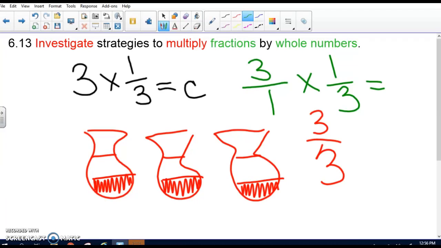So in this case, what I have is I multiply the numerators. 3 times 1 is 3. And then I multiply the denominators. 1 times 3 is 3. And in this case, I come up with 3/3. Thumbs up, thumbs sideways, thumbs down. How do you feel about the equation that I've done here?